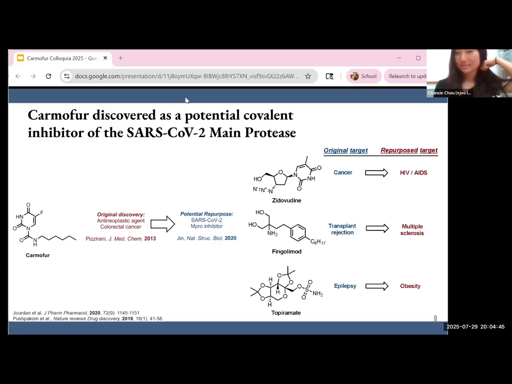So drug repurposing was what researchers turned to during COVID-19 because it was a means to develop a treatment really efficiently and with as much success as possible. So through high throughput drug repurposing screenings, Carmofur was identified as a SARS-CoV-2 main protease inhibitor.